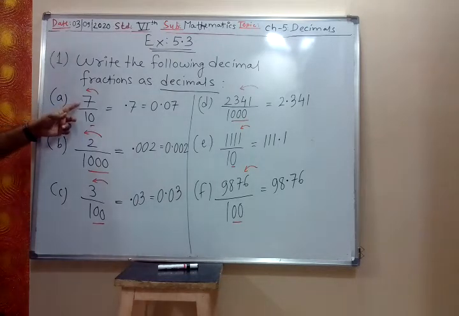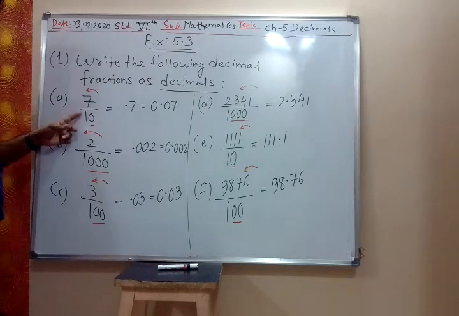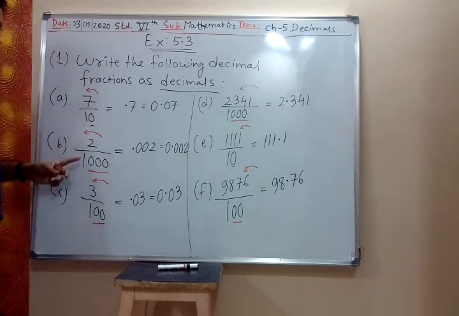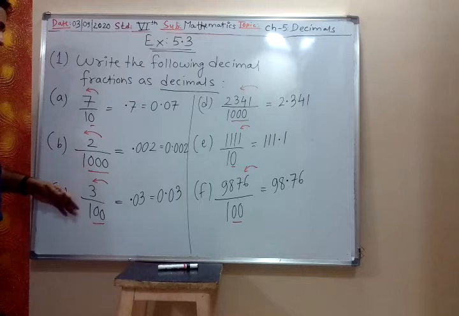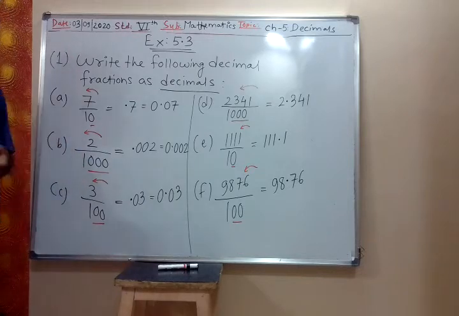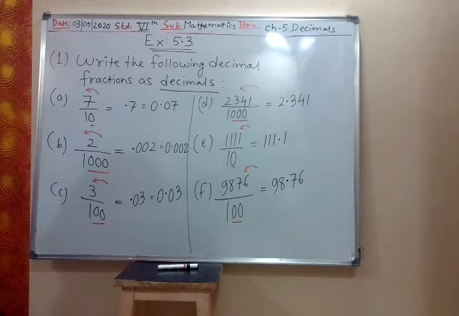In each problem, the denominator of the numbers are 10, 100, 1000, 10,000. So whenever the denominator is 10, 100, 1000, 10,000, we can convert them into decimals.